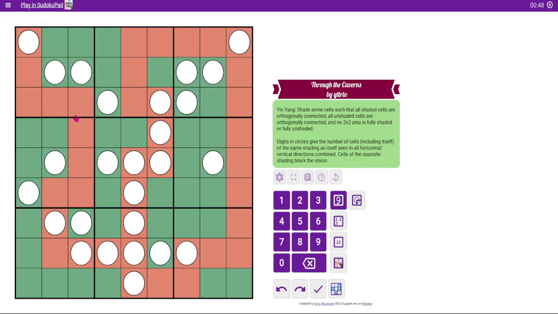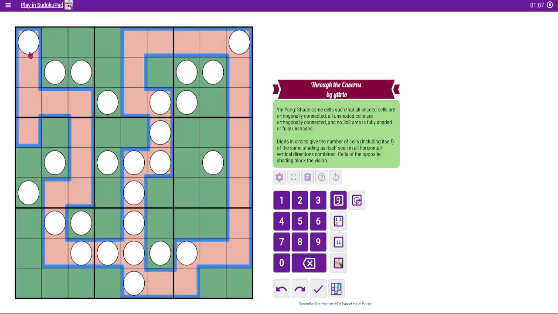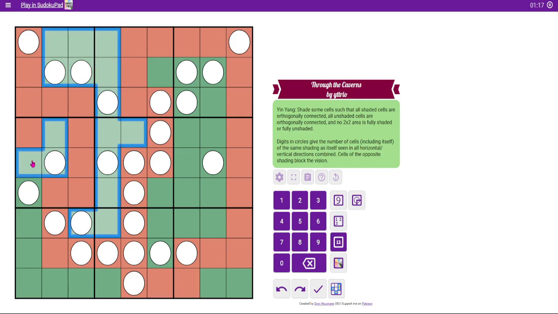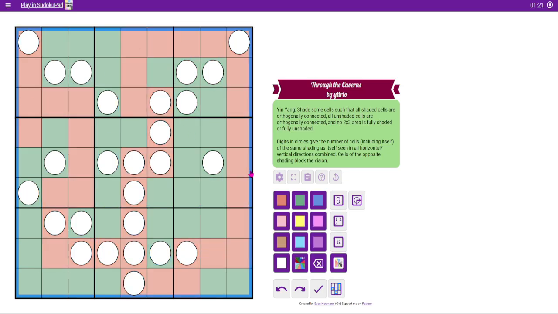And now we can already see there are some inconsistencies, such as we cannot have any 2 by 2 area be one single color. So for example, this one should have been a different color, and so on. And also all of the shaded cells, all of the unshaded cells need to be connected to each other. So this little block in here, we can see it's not connected to any of the rest of the green. Same with this one, same with this one. So this is not a possible solution.